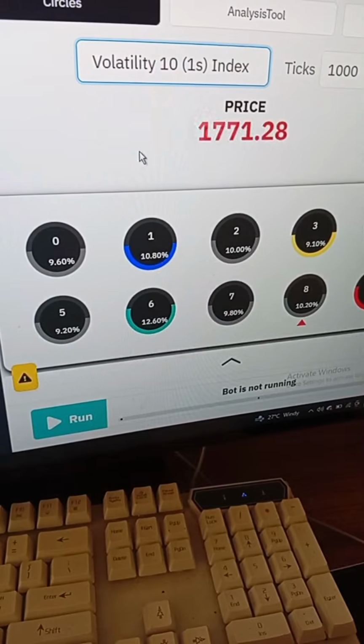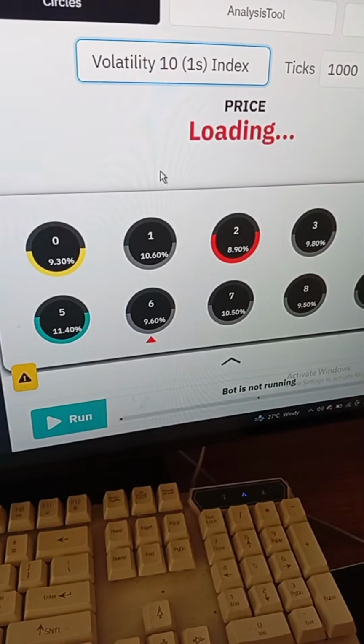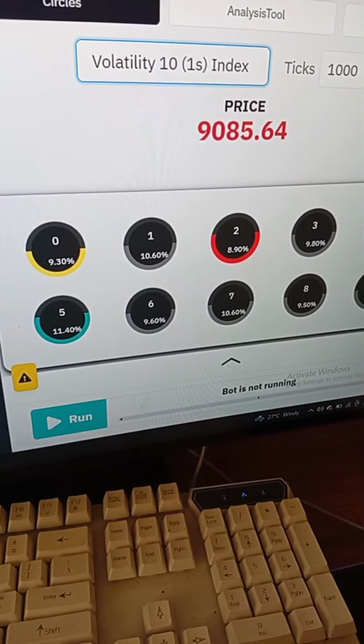Yesterday it was an awesome trade session, so we are hoping that today can be even better. Okay. So currently we are looking for a good over-under market.